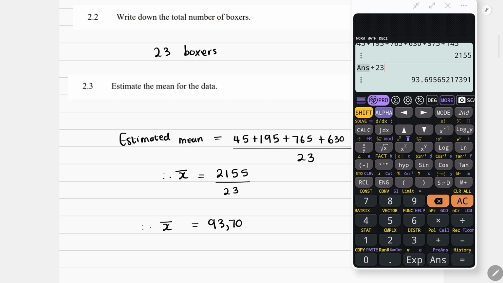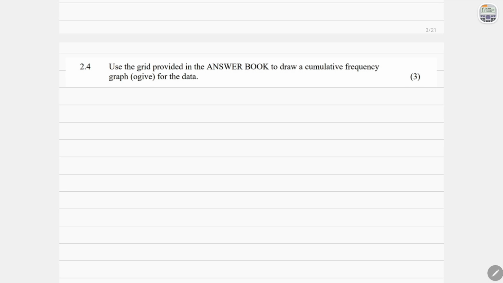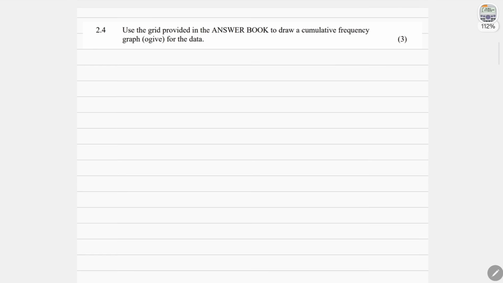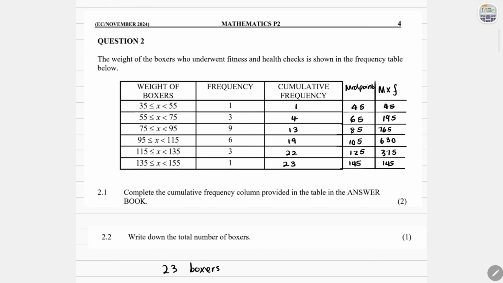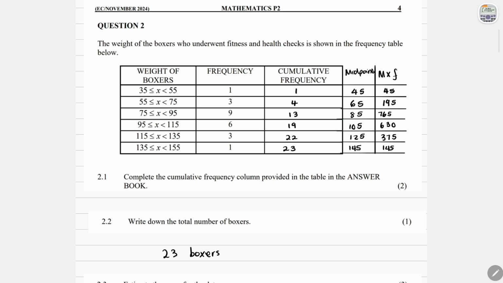Okay, moving on to the next question. Question 2.4 says, use the grid provided in the answer book to draw a cumulative frequency graph, the ogive, for the data. Okay, so let's go ahead and put our values down. You have a graph already if you find the answer book. So we're going to just use that to draw the ogive.